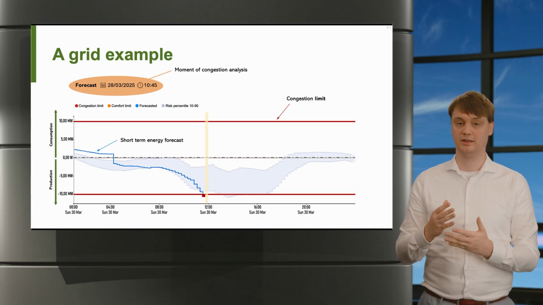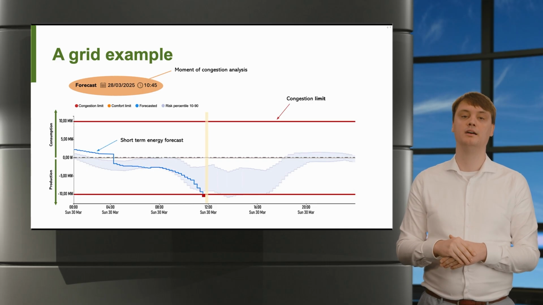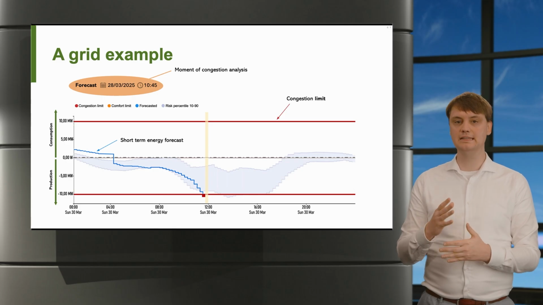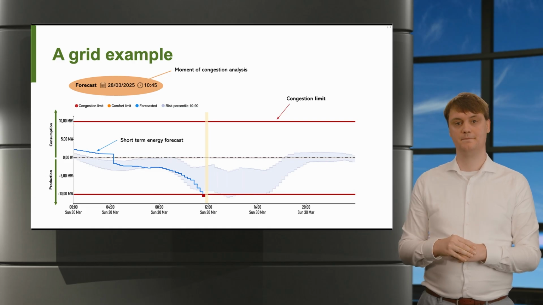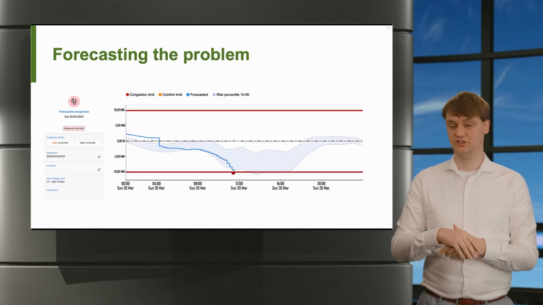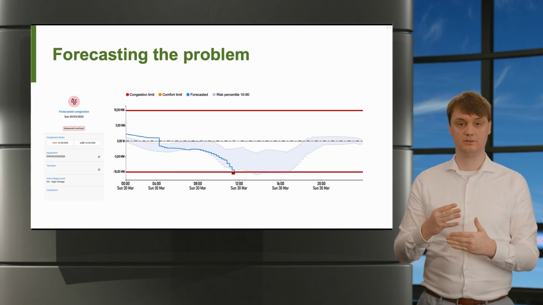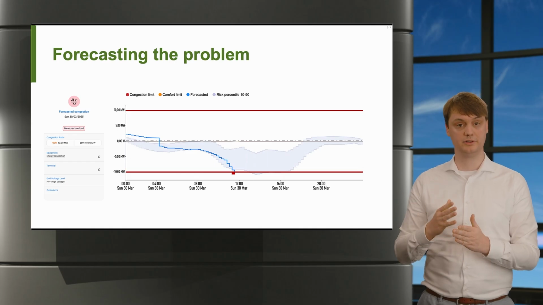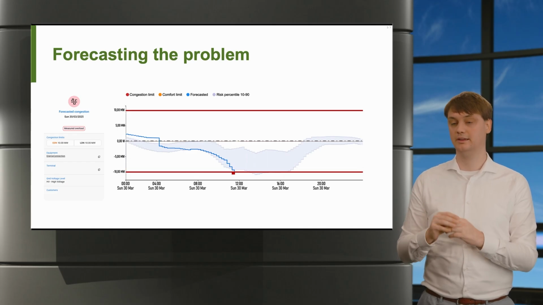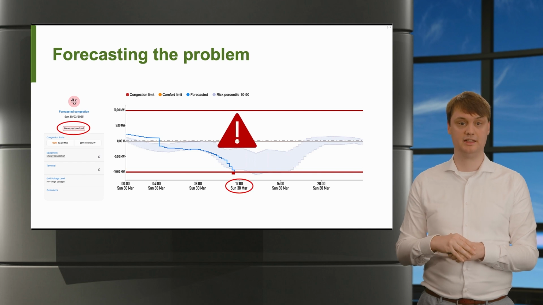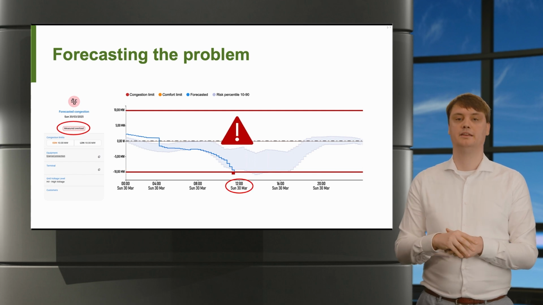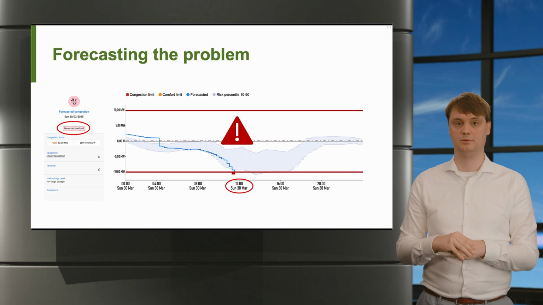We generate a short-term energy forecast. That forecast is a key ingredient of the congestion graph because it shows what we think will happen in the future. Now we see the forecast going outside the congestion limit. That means at that moment in time in the future, we can expect an overload to occur in this area in the grid. So we have a congestion problem here that we need to manage.